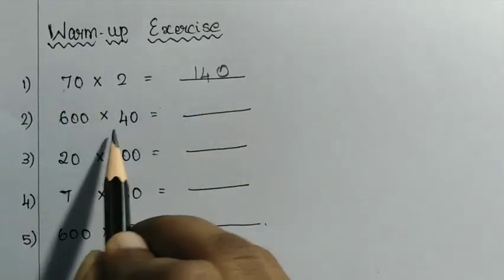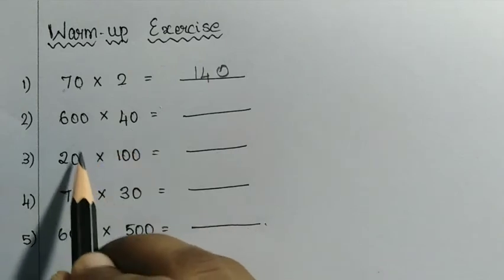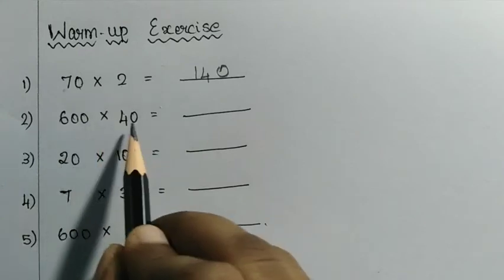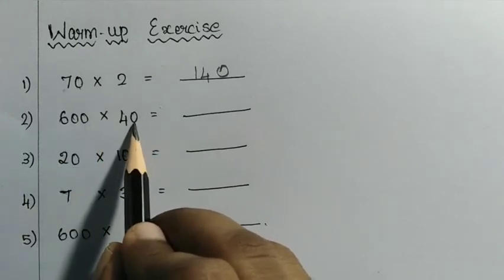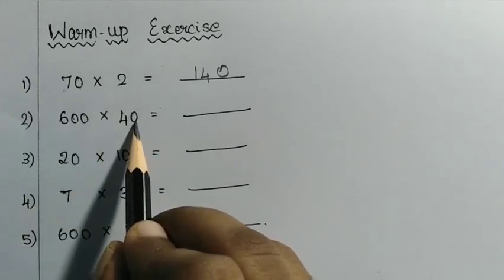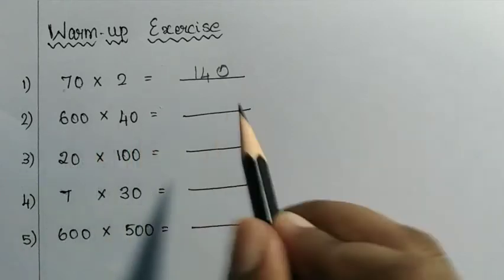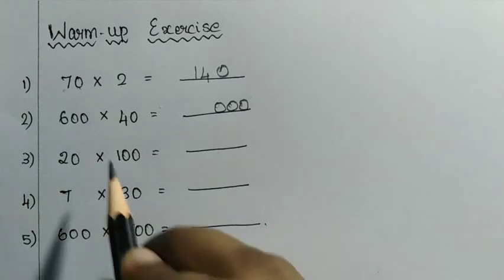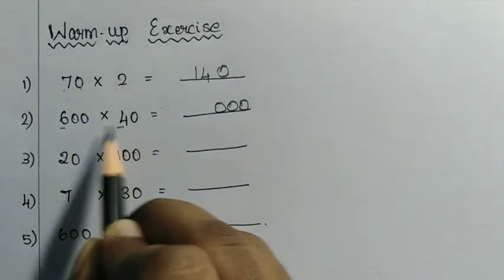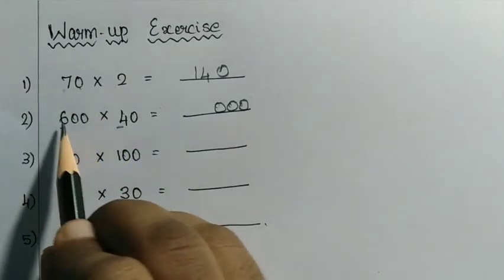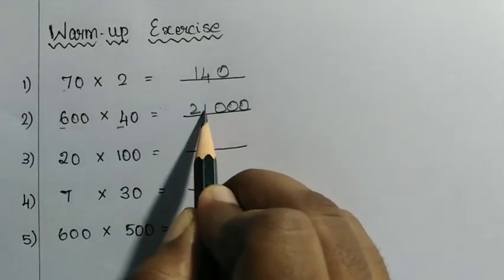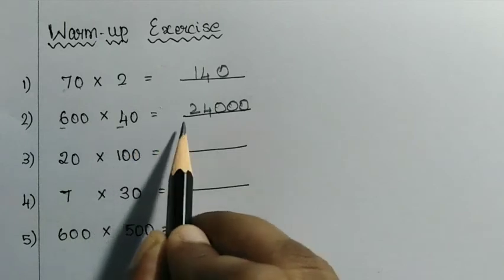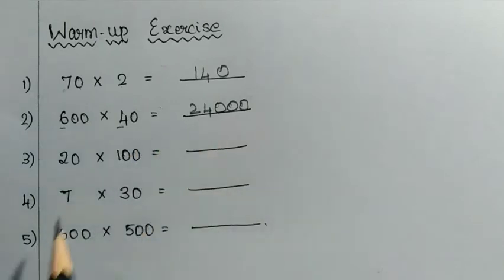Now 600 multiplied by 40. See here, 2 zeros are at the end of this number and there is 1 zero at the end of the other number. So totally we have 3 zeros at the end. Let us write 3 zeros at the end and then the remaining numbers 6 and 4 will be multiplied. 6 4s are 24. So the answer of 600 multiplied with 40 is 24,000.